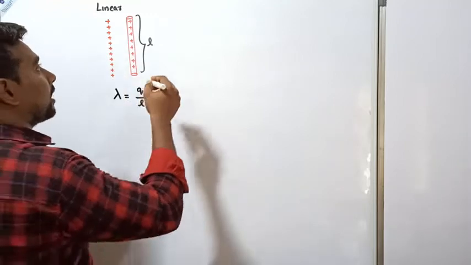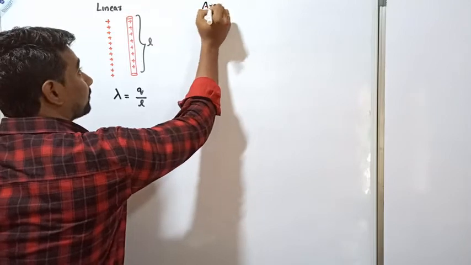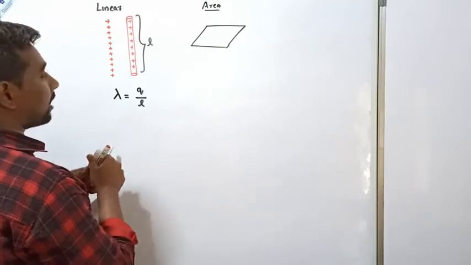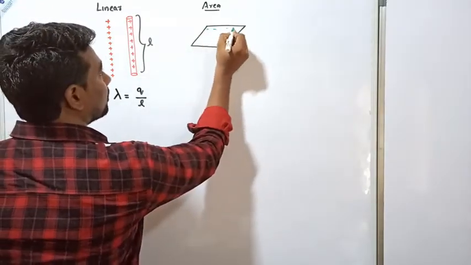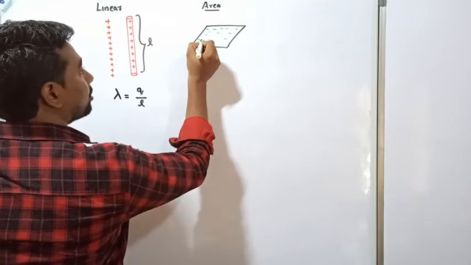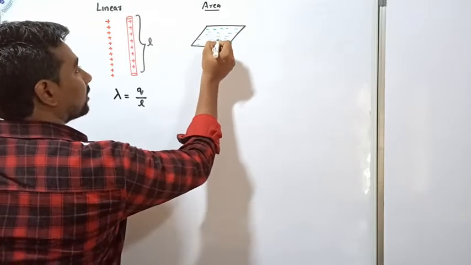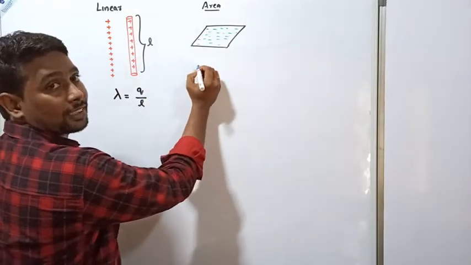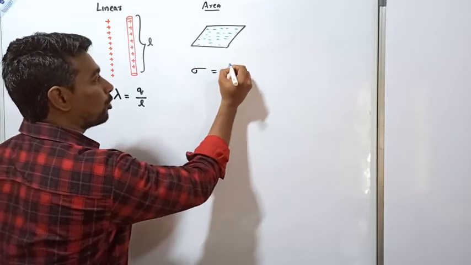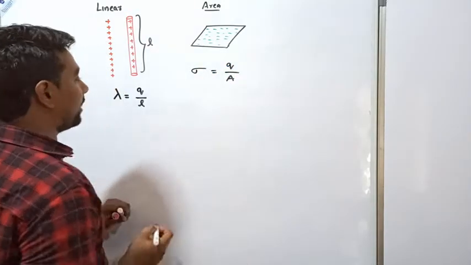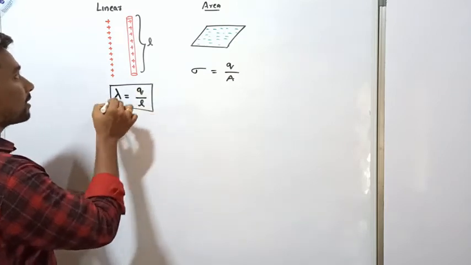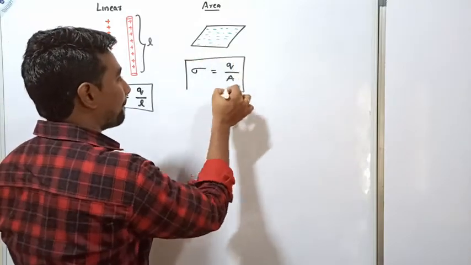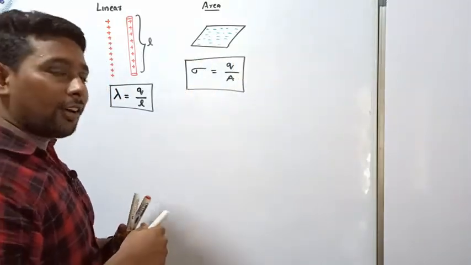Next we are going to distribute the charges along area. If you are considering a sheet, here you can distribute the charges, positive or negative, throughout this area. You can write sigma. Sigma is equal to charge per area. Lambda equal to Q by L represents the linear charge distribution. This is area charge distribution, which you can write as sigma. Next we move on to the volume charge distribution.